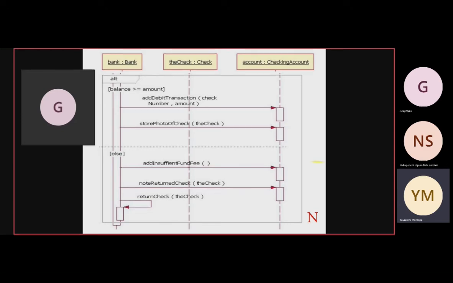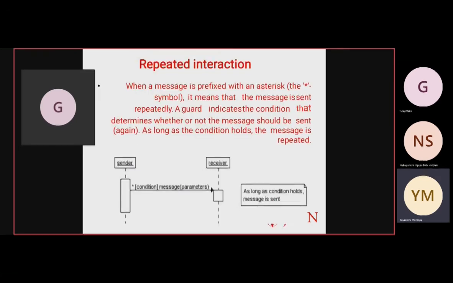Now, the repeated interaction point of view. When a message is prefixed with an asterisk, we call it a repeated interaction. It means the message is sent repeatedly. For example, sender and receiver are passing a message. I maintain it with an asterisk so that the message will be repeated.